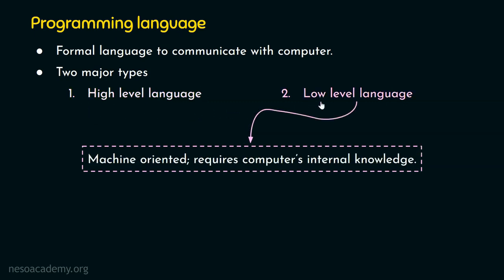Now let's see what is a low-level language. A low-level language is something which is machine-oriented. It is described as being close to the hardware. In order to understand a low-level language, one requires a good understanding of the computer's internal architecture. Now that we have understood what exactly we mean by a low-level language, let's move on further.